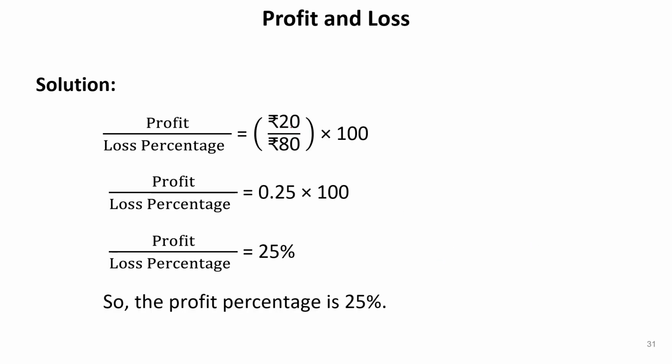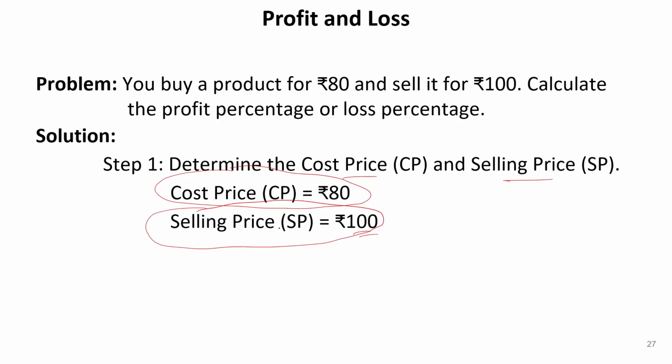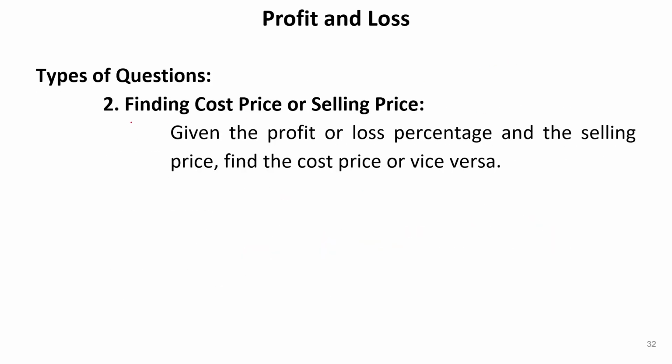So it will be what? 20 by 80 into 100 is equal to 0.25 into 100 is equal to 25%. So this is the correct answer. 25% will be the profit percentage. Okay, so if you buy a product at 80 and sell it for 100, then the profit percentage will be 25%. Okay, so let's go forward with the next kind of question.